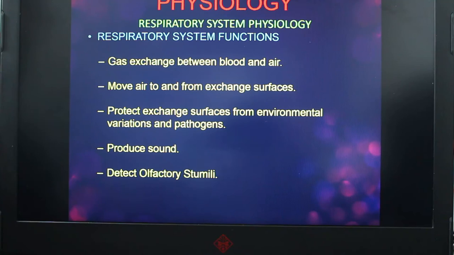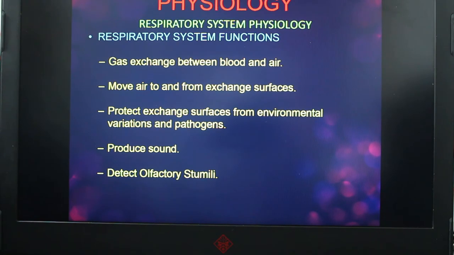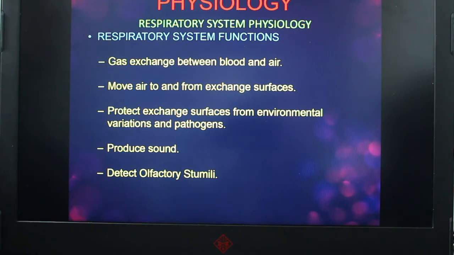We are now moving to the respiratory system functions, under the heading of respiratory system physiology. The respiratory system functions are gas exchange between blood and air, moving air to and from exchange surfaces, protecting exchange surfaces from environmental variations and pathogens, producing sound, and detecting olfactory stimuli.